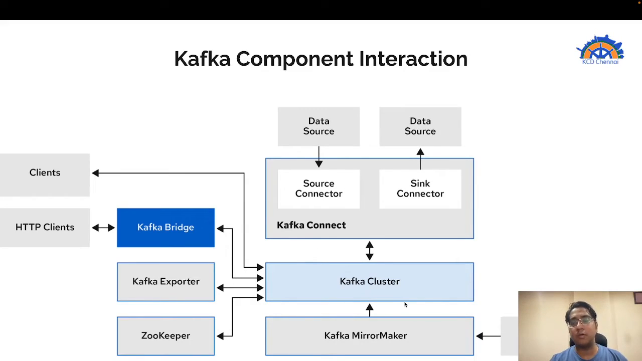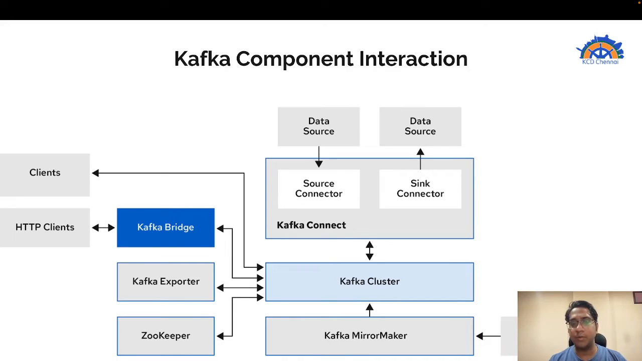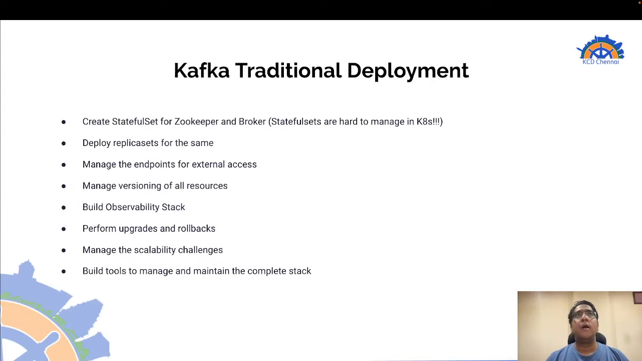And then Kafka Mirror basically allows you to replicate, mostly used for data replication scenarios. And that's pretty much the typical Kafka components you would see. Let's look at a traditional deployment.